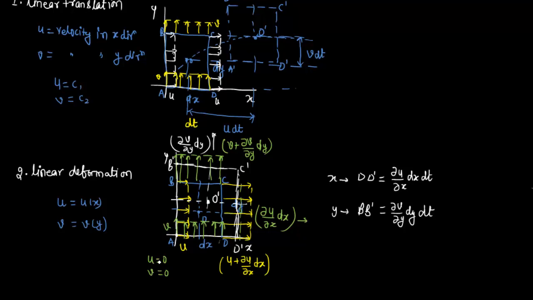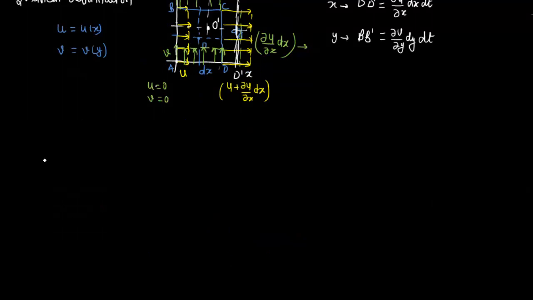And if u and v are not 0 and have some value, in that case this element will also translate and deform during the translation. So I think the point is clear about what linear deformation is. Now next we will try to understand the concept of rotation.